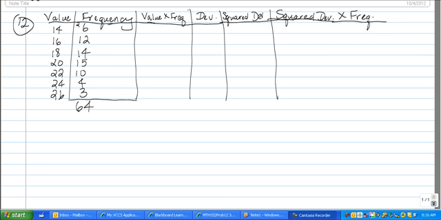Add the frequencies up to see what we get. So I'm going to double check. I got 74. Next thing I want to do is multiply each of the frequencies times the value. So we'll have 84 and 12 times our 16 will give us 192.